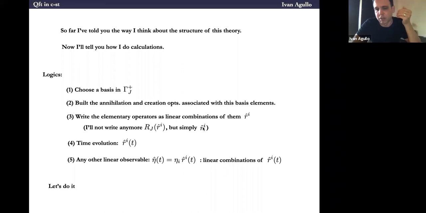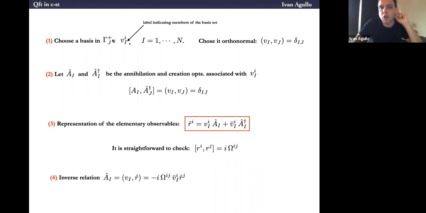Okay. Let me do it. First, choose a basis of gamma plus. I call these vectors V. They have an index, Qs and Ps, and they are labeled by capital I. Gamma plus is an n-dimensional vector space, so I have n vectors in the basis. Capital I is just the label of the vector: vector 1, vector 2, vector 3, etc. I choose them normalized with the symplectic product; these are orthonormal bases. I define A's and A daggers for each of them, as I told you before.